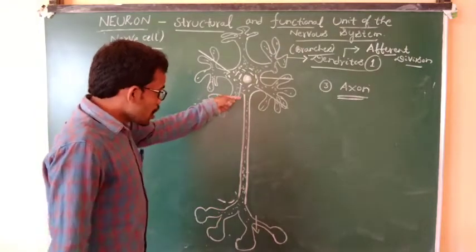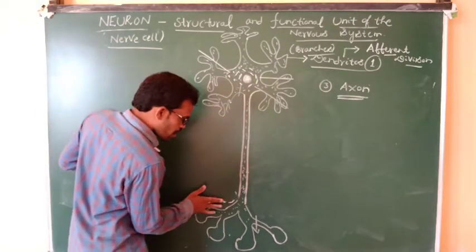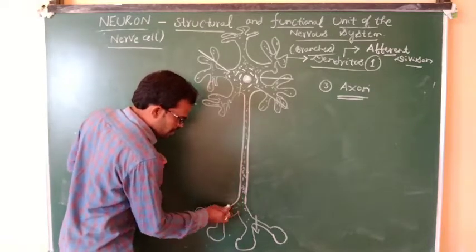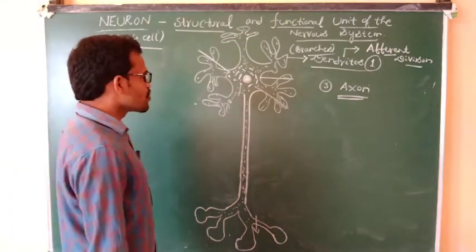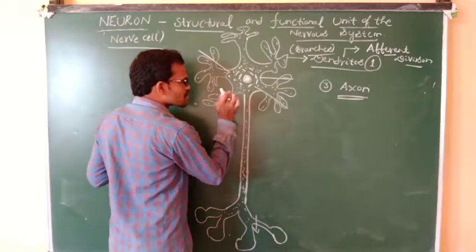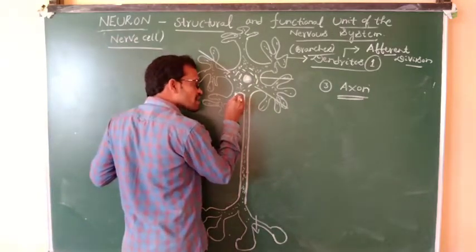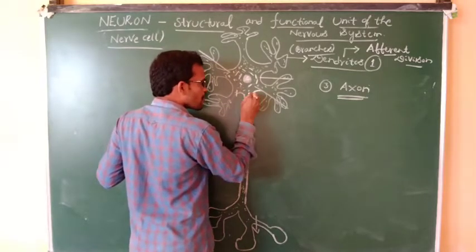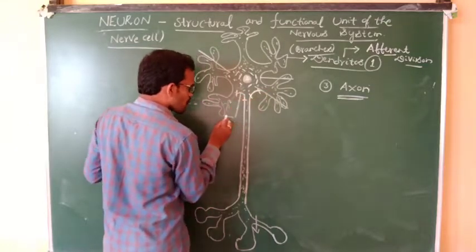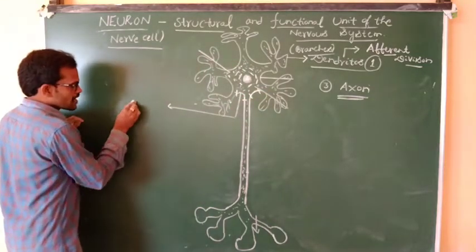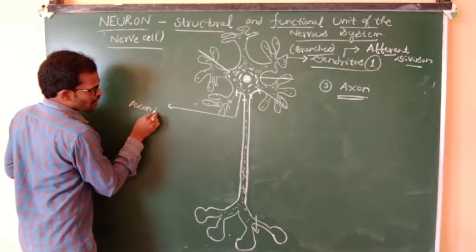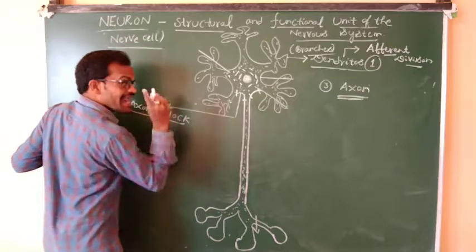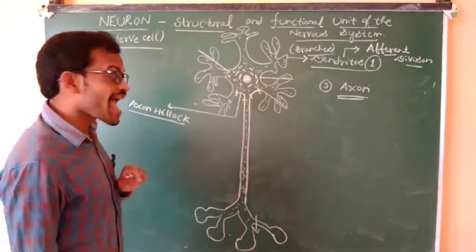The axon is the long fiber, the long thread. See here, the starting part of the axon is known as the axon hillock.